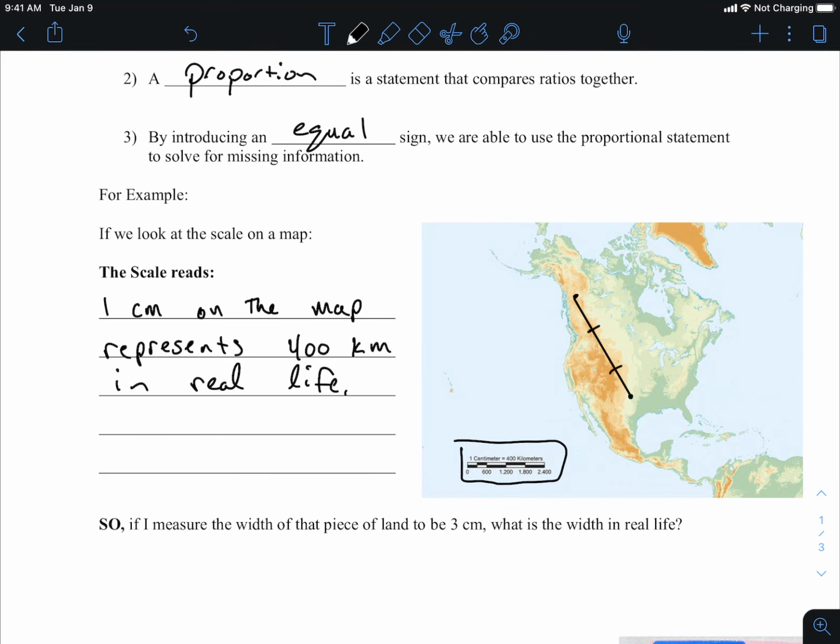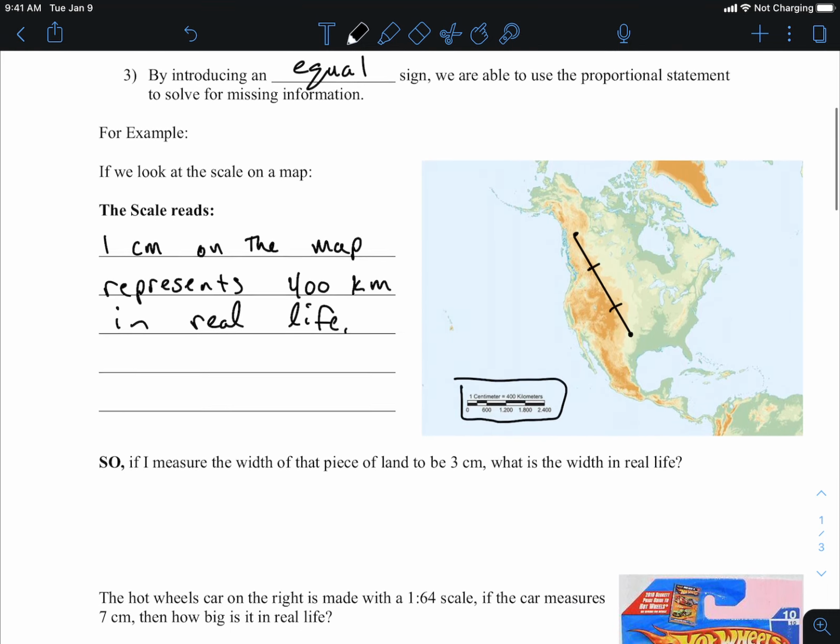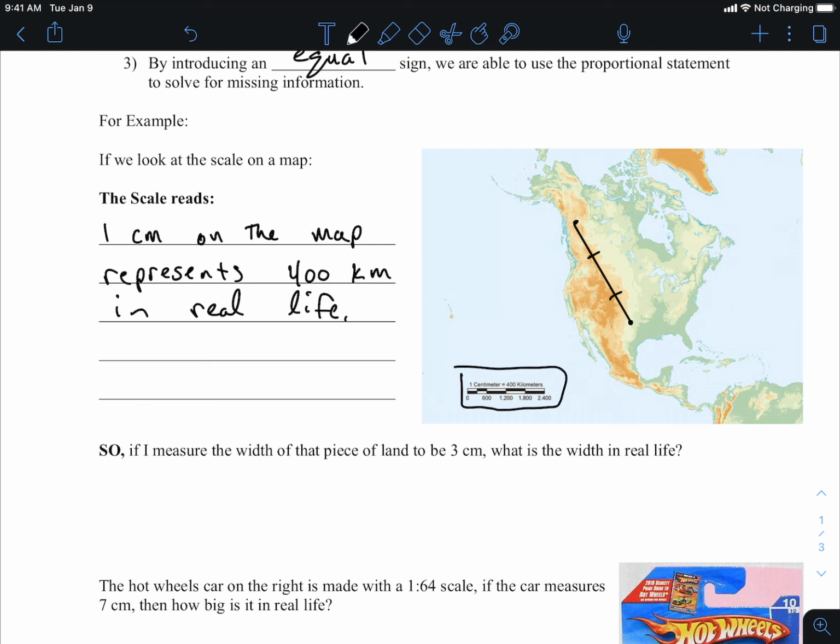I know some of you just came out of geography too with Mr. Compo. Okay, so hopefully you saw that in geography, okay?